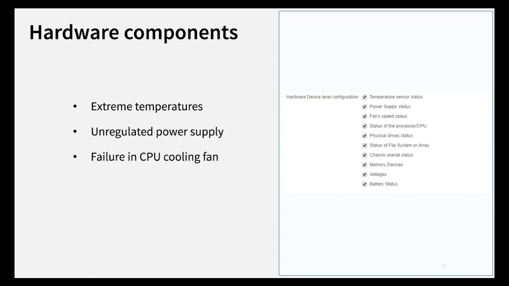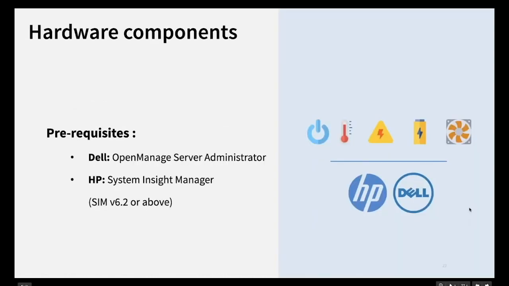So parameters such as the fan speed, the power supply status especially, and the temperature sensor status, these kinds of parameters on the hardware front can help you stay ahead of problems and detect problems before they compromise your server's performance. And these hardware parameters are collected for Dell machines and HP machines, provided you have the Open Manage Server Administrator installed on your Dell machine and the System Insight Manager installed on your HP machine.